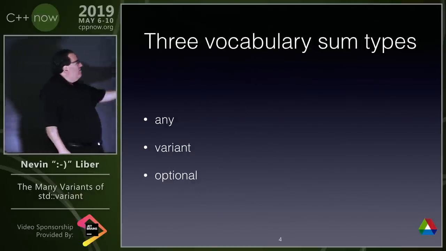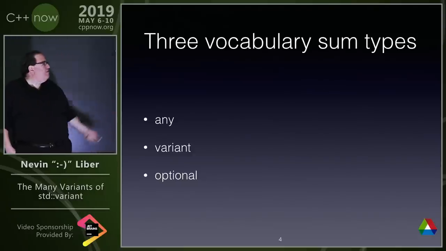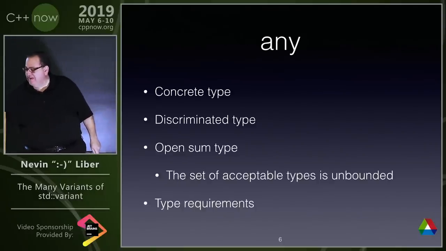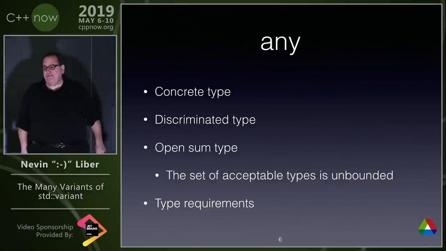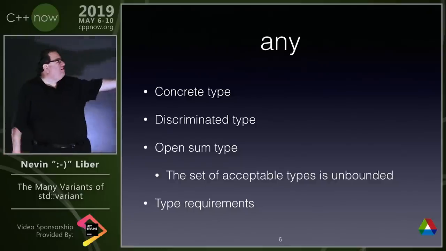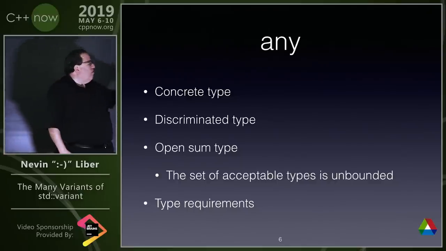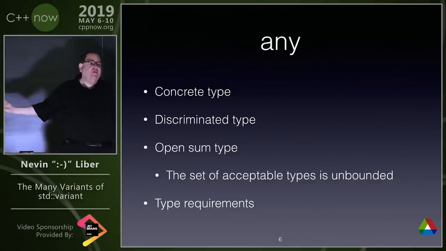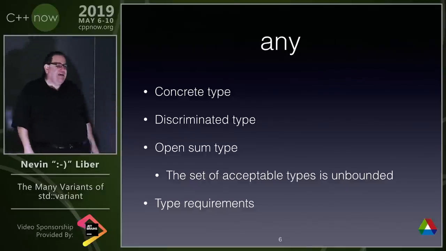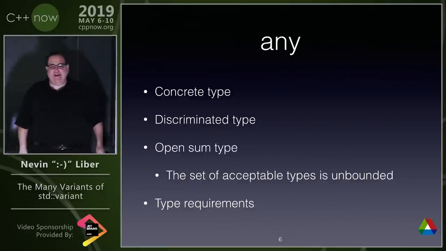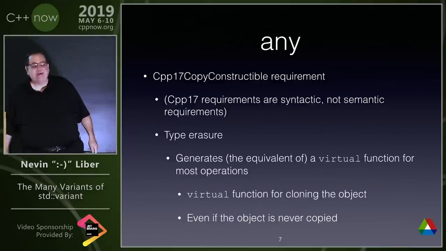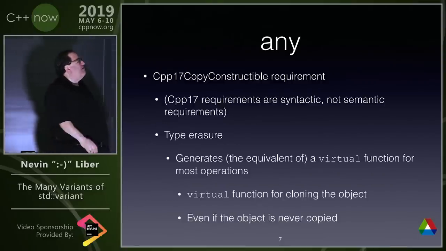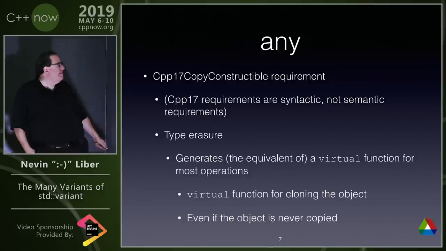And so in C++17 we added three vocabulary sum types: any, variant, and optional. So any, it's a concrete type, right? It doesn't have any template parameters itself. Discriminated type, it knows what it's holding. It's an open sum type, which means the set of things it can hold is unbounded. But it has type requirements on what you can actually store inside it. In any, mainly, it's got the C++17 copy constructible requirement.